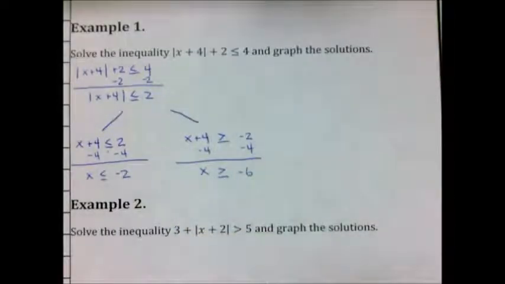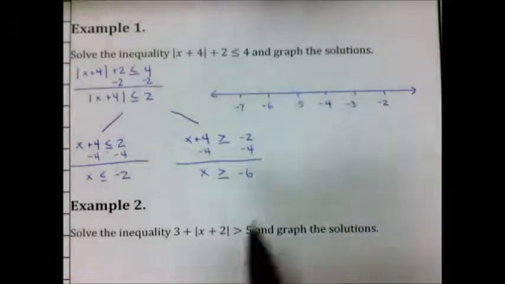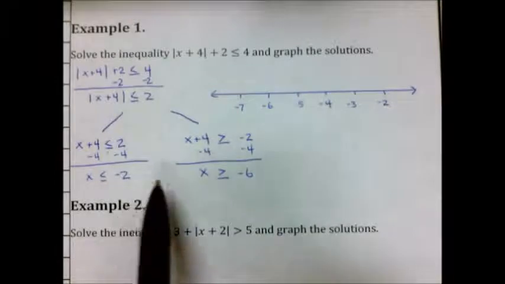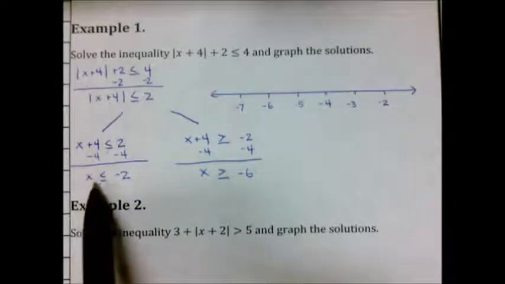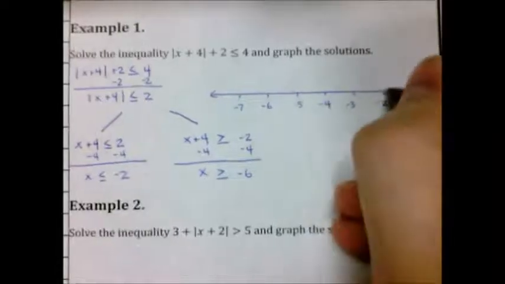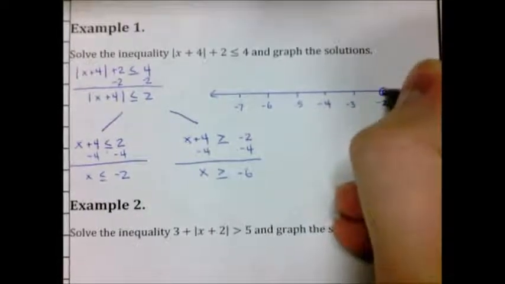Okay? All right, after you do all that, we are going to have to graph it. So, bam, a graph is born. And then we just graph both of these inequalities like a compound inequality, right? So x is less than or equal to negative 2, so let's put a dot at negative 2.